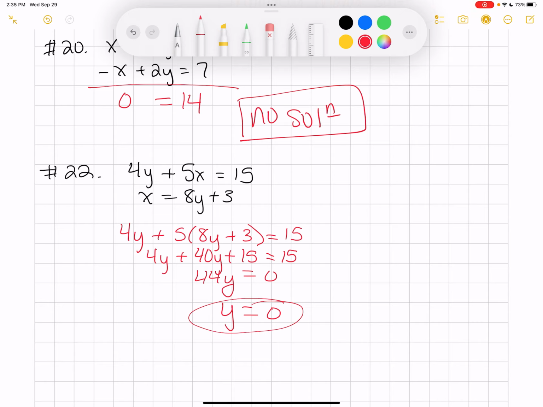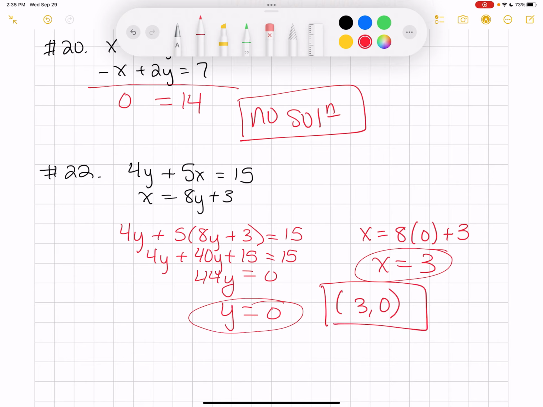Okay, since I was using substitution, I've already got one with x by itself, so I'm going to just plug in y over here. So x is equal to 8 times 0 plus 3. So x is equal to 3. So I have the ordered pair (3, 0). Okay, so that's a one solution problem.